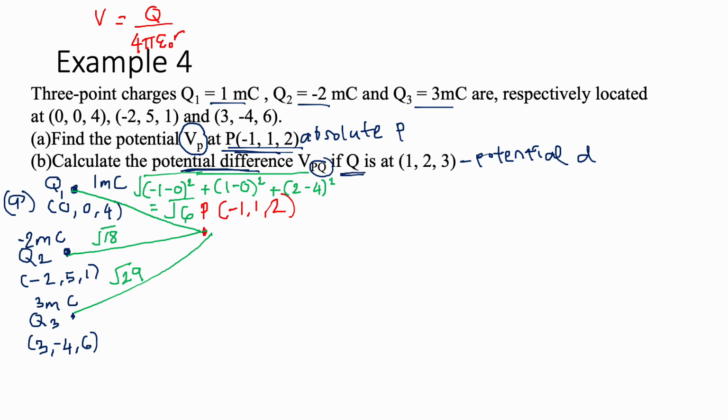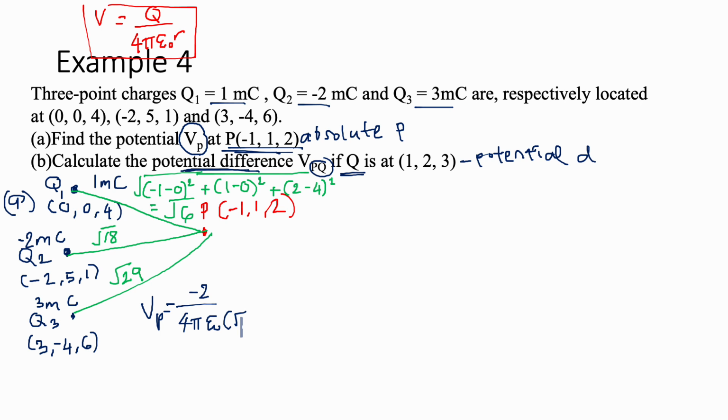Once you know all the R, you can just substitute inside this equation with the respective value of Q. So your Vp is equal to negative 2 over 4 pi epsilon naught square root of 18.